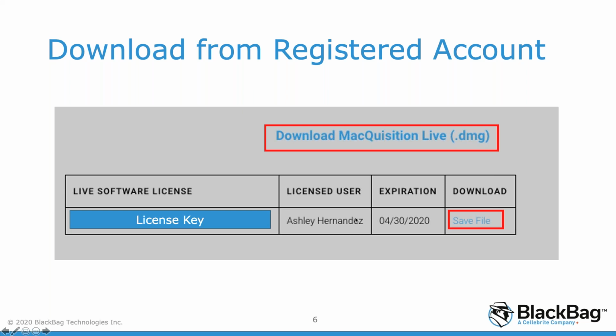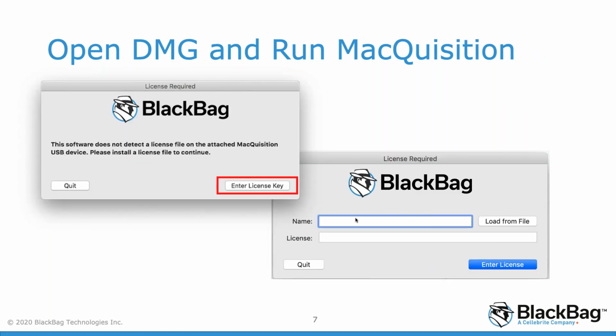So when you run that DMG, just like when you're normally in live mode, if it didn't detect the license for some reason or it was expired, you'll now get a choice to enter the license key and you can load it from that file you downloaded from your account.